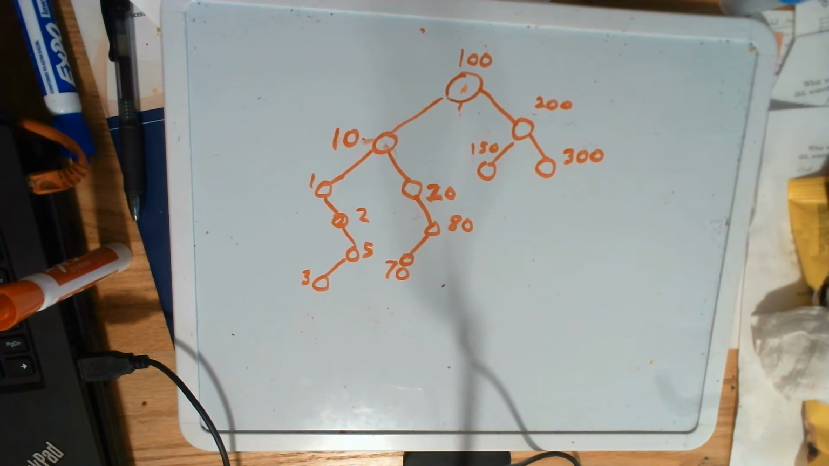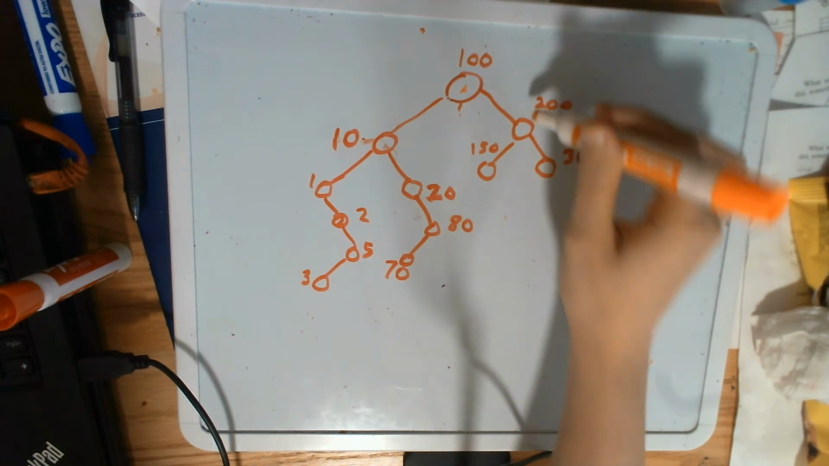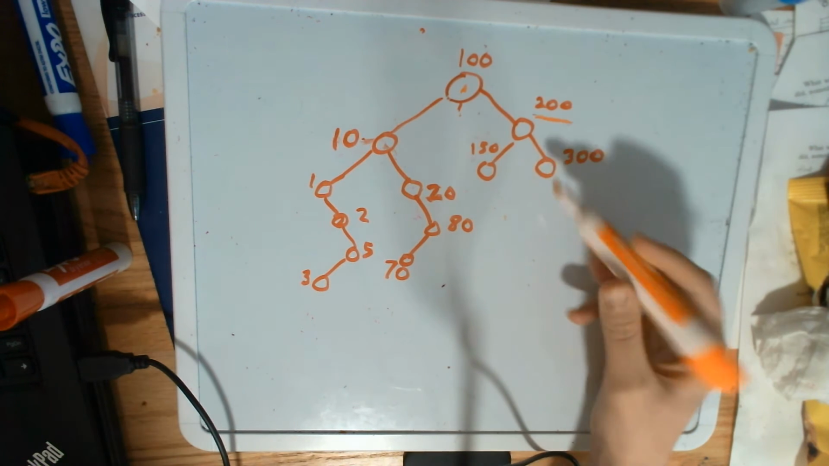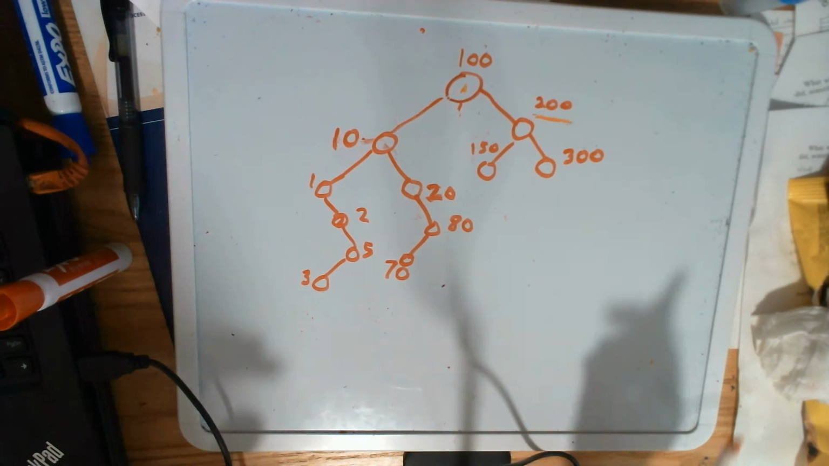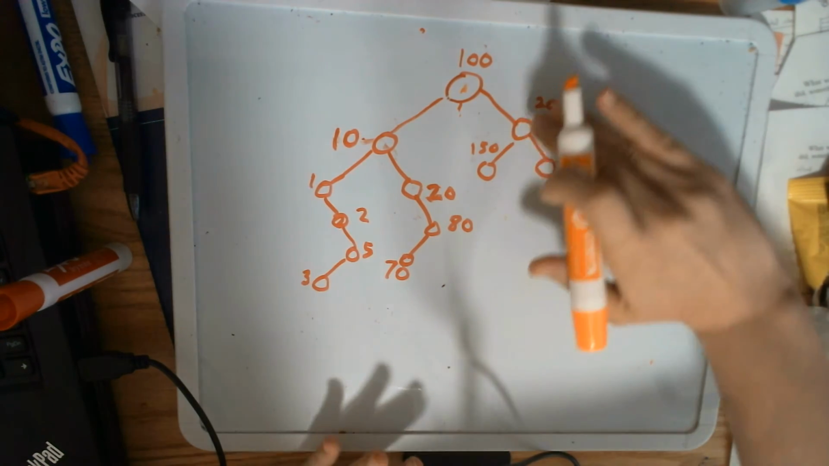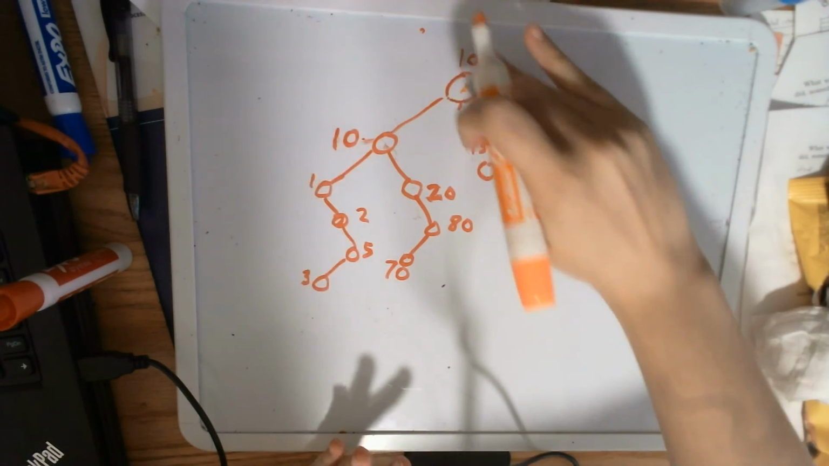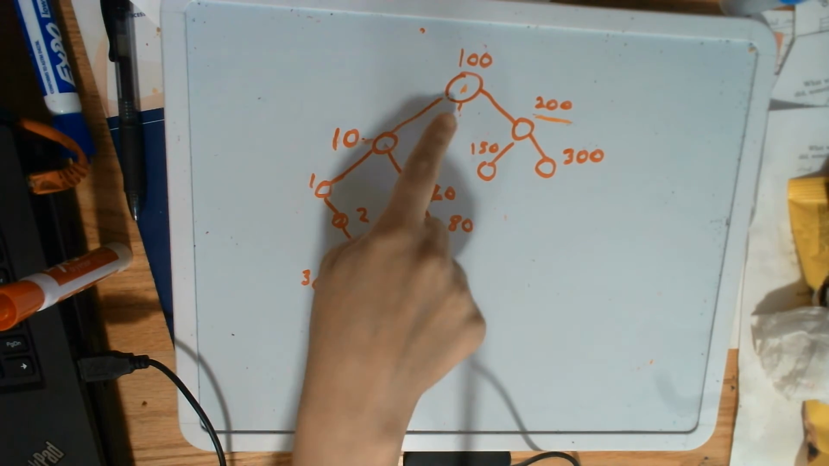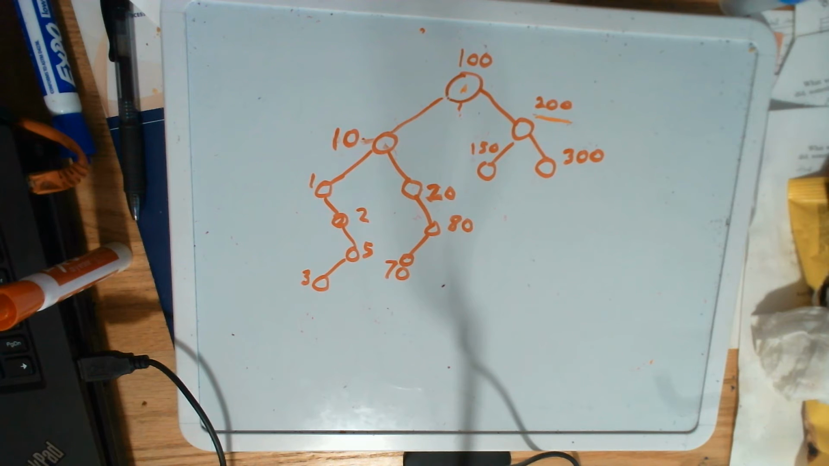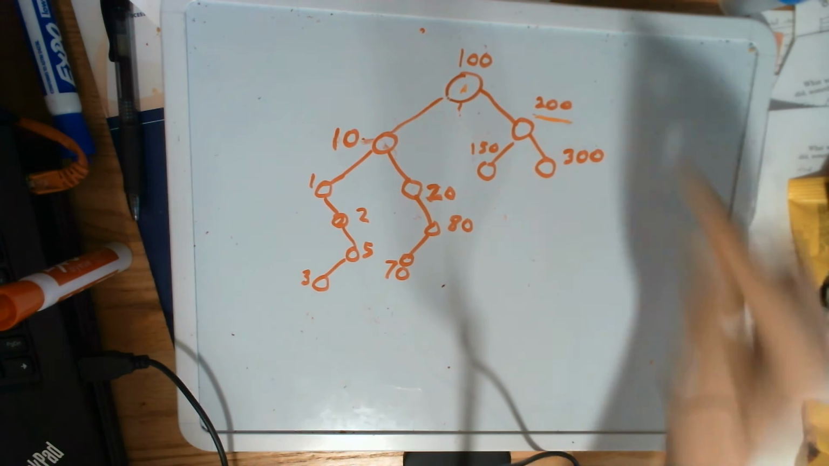So now let's say we want to delete something with 2 children. So let's start by looking at 200. 200 has 2 children, 150 and 300. And so we can't just remove 200 from the equation and connect 100 to 150 and 300, because then 100 would have 3 children, and it's only allowed 2. So we really need something to replace that 200.